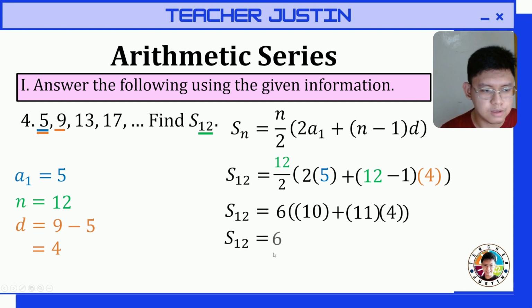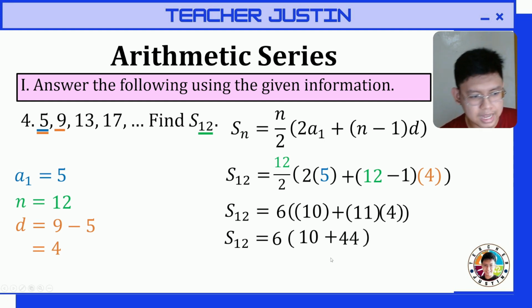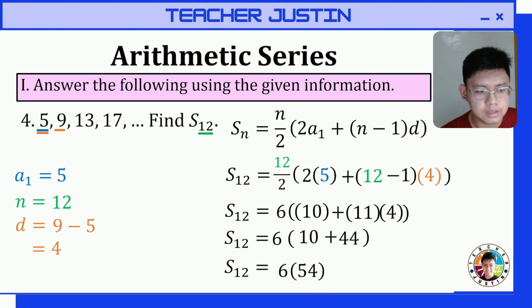S sub 12 is equal to 6 times 10 plus 11 times 4 is 44. Ayan. Tapos, add naman natin si 10 and 44. S sub 12 is equal to 6 times 54. 6 times 54 will give us the sum of our first 12 terms, which is equal to 324. And that's it. Ta-da! Alright.